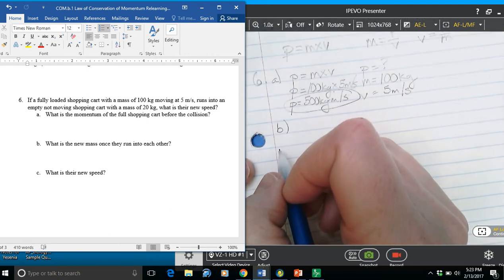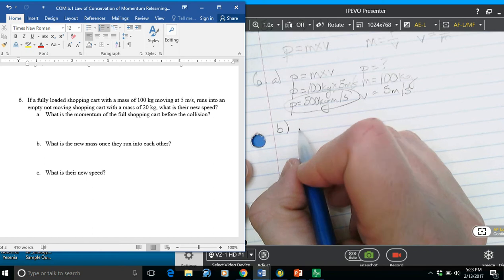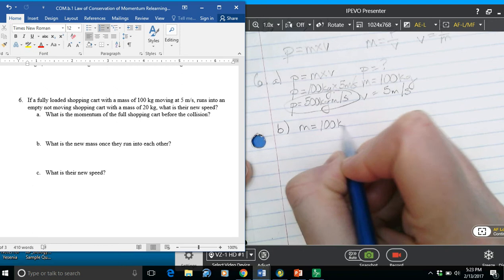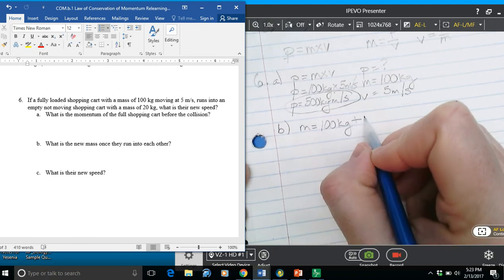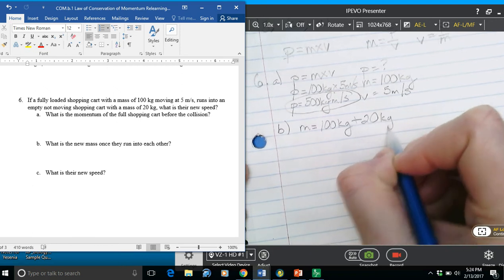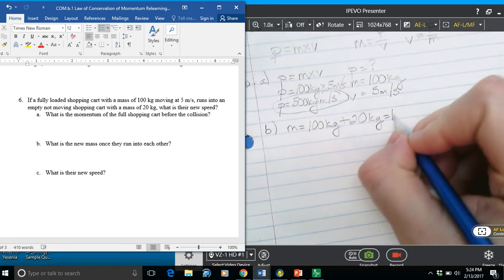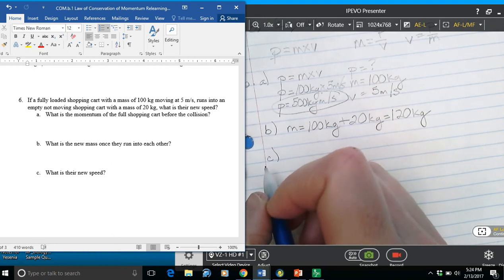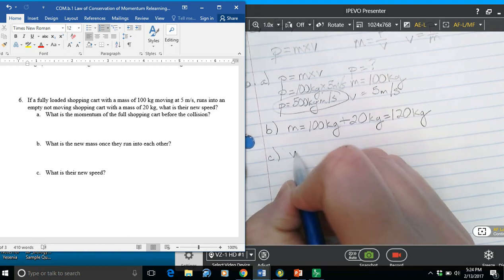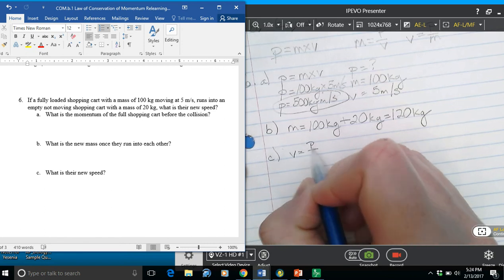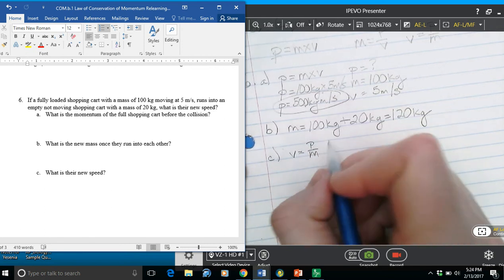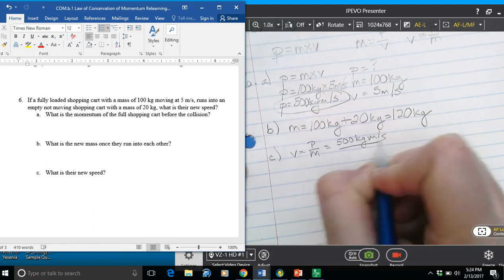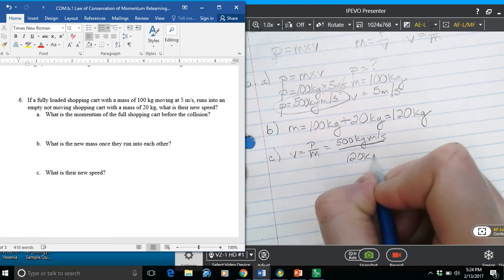What is the new mass once they run into each other? If you look back on the steps, you find mass equals the mass of the fully loaded one plus the mass of the empty one. And that equals 120 kilograms. Letter C, what's their new speed? Speed equals momentum divided by mass. Oh, we have a momentum here, 500 kilogram meters per second divided by 120 kilograms.